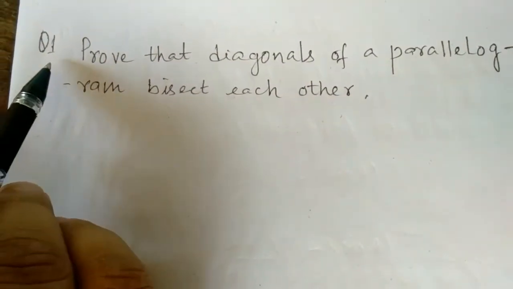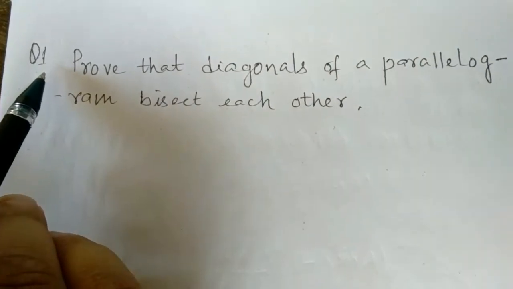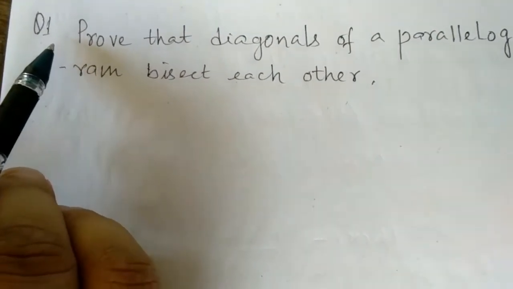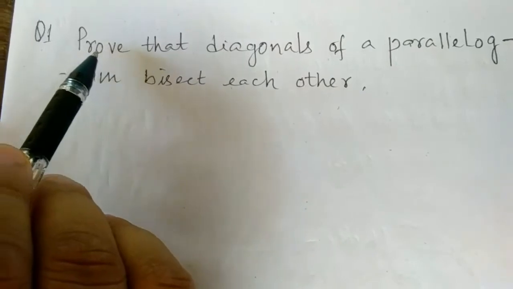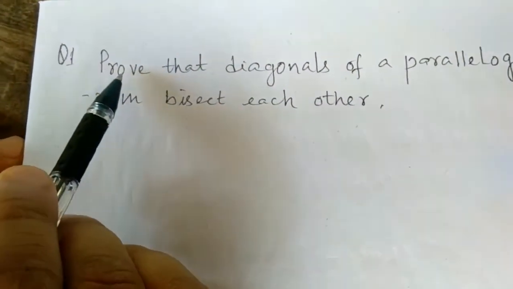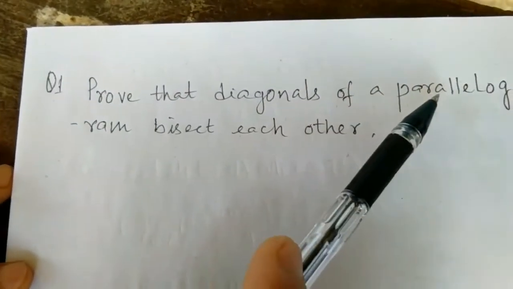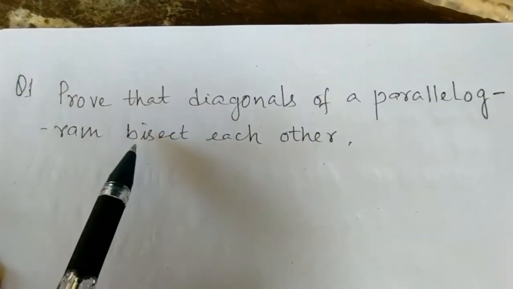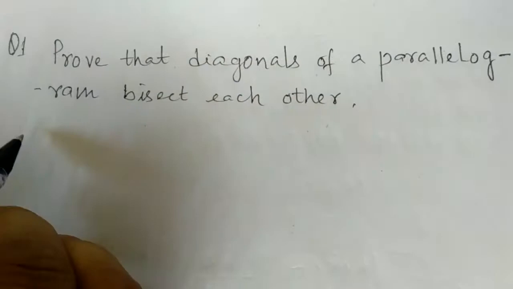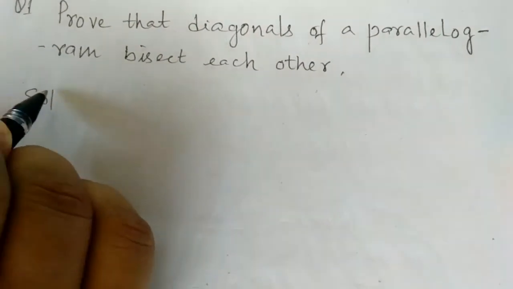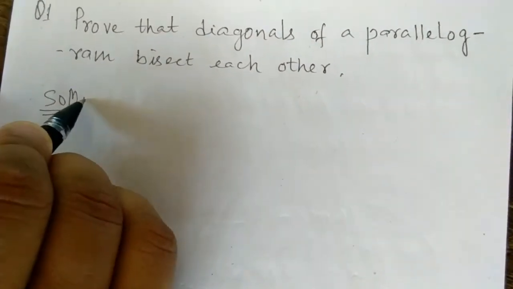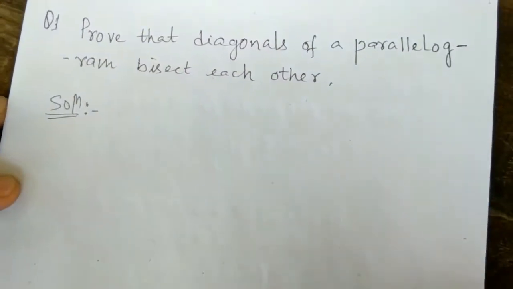Good morning. We are continuing class 8 geometry, understanding of quadrilateral. So first theorem today: prove that diagonals of a parallelogram bisect each other. So how to prove that the diagonals of a parallelogram bisect each other?